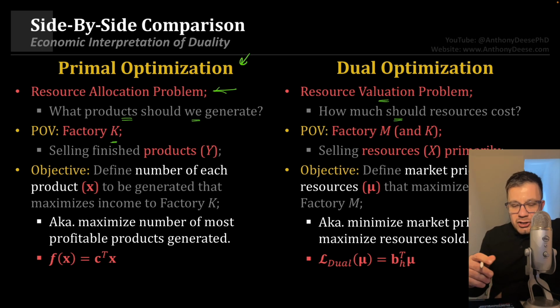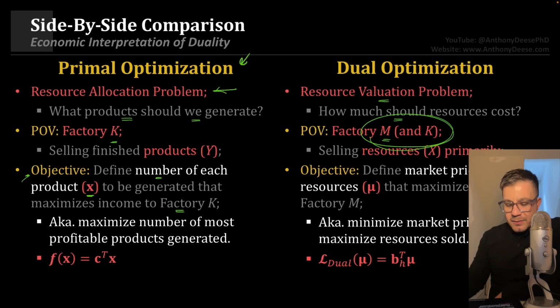The primal optimization is predominantly performed from the point of view of Factory K, whereas the dual optimization, you could say, is primarily from the point of view of Factory M, but as we saw a second ago, it's really from the point of view of both. The objective of the primal optimization is to define the number of each product, X, to be generated such that the income to Factory K is maximized.